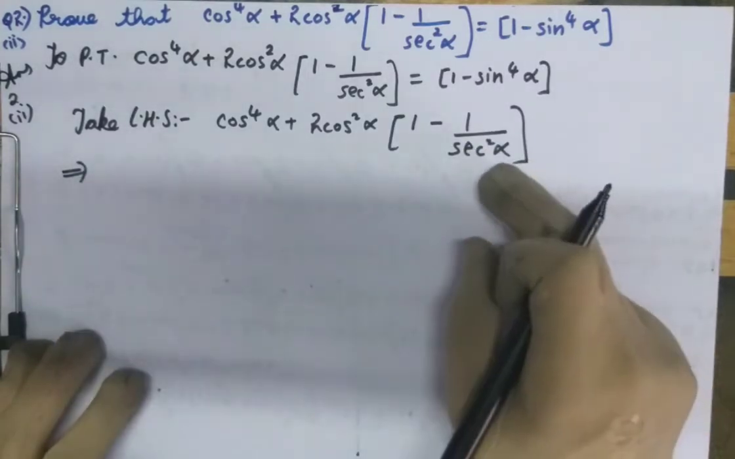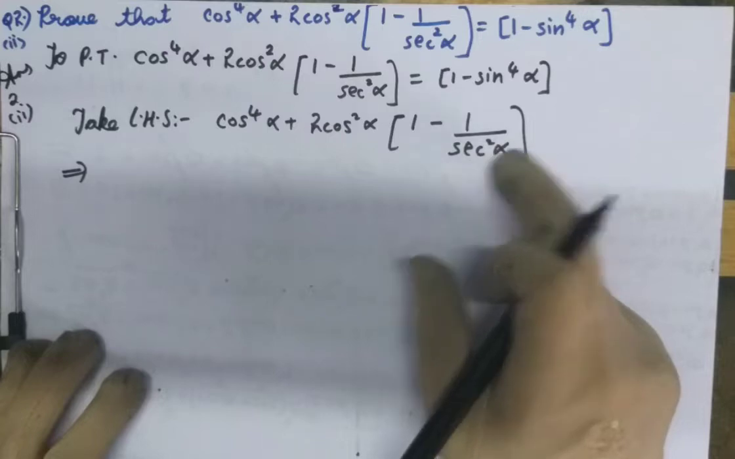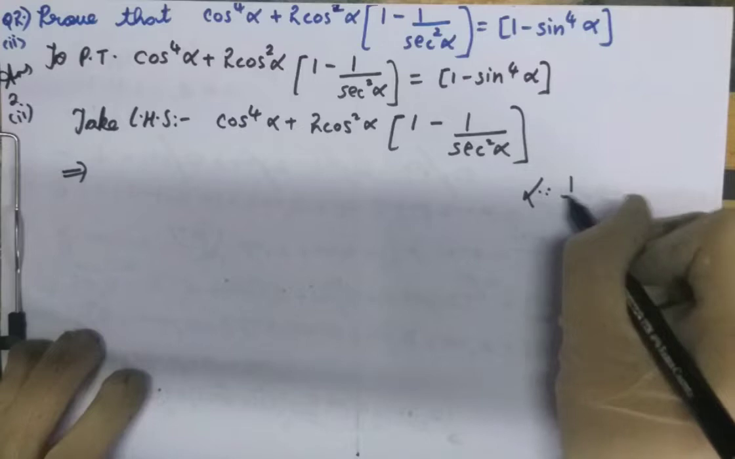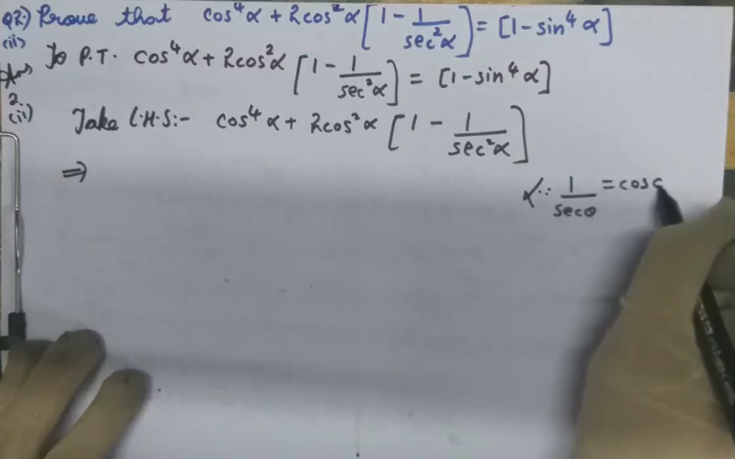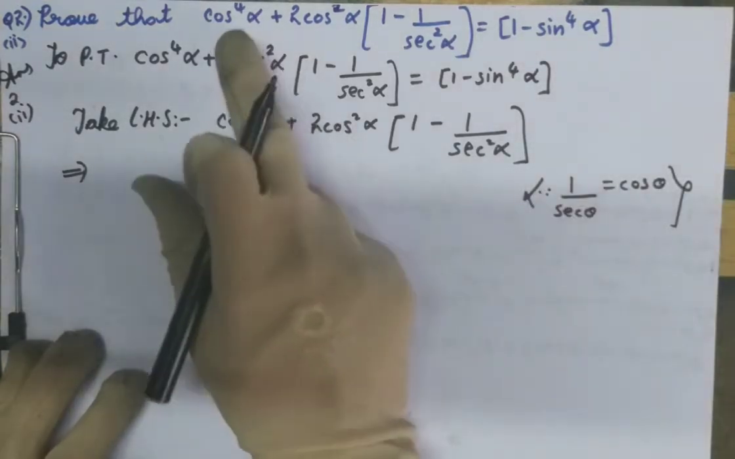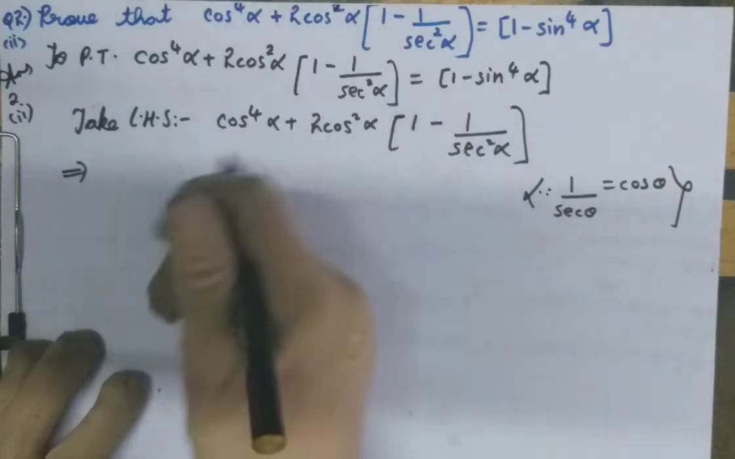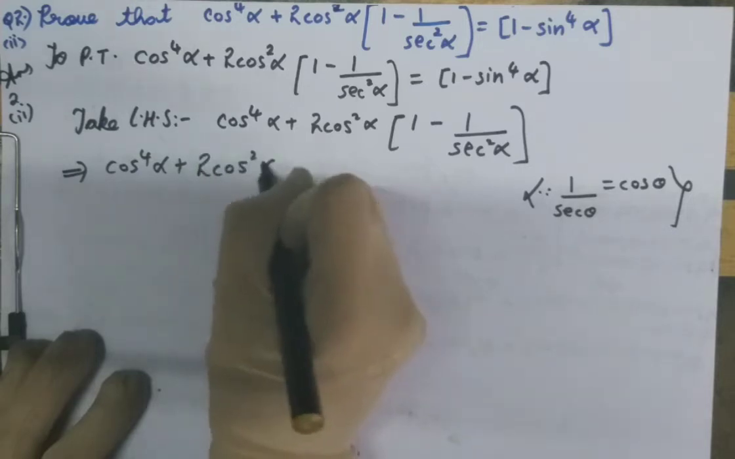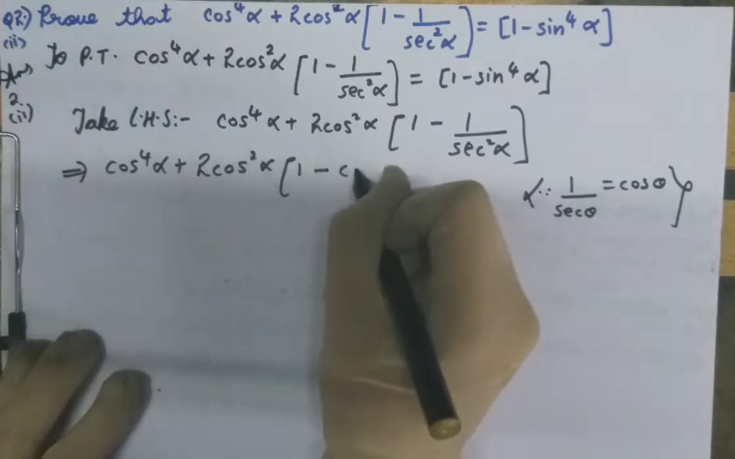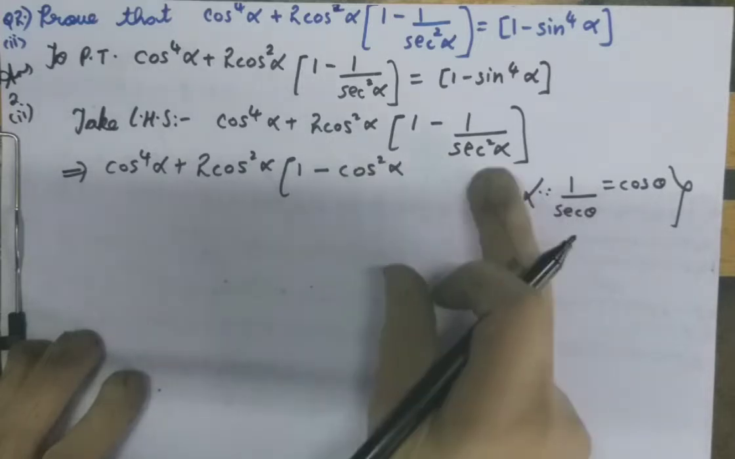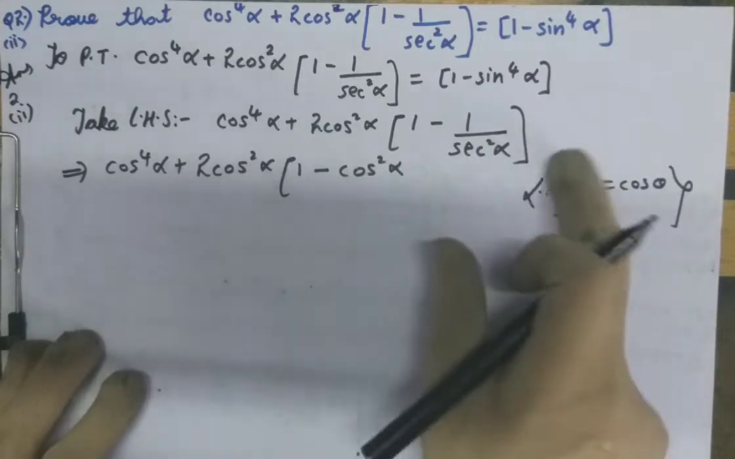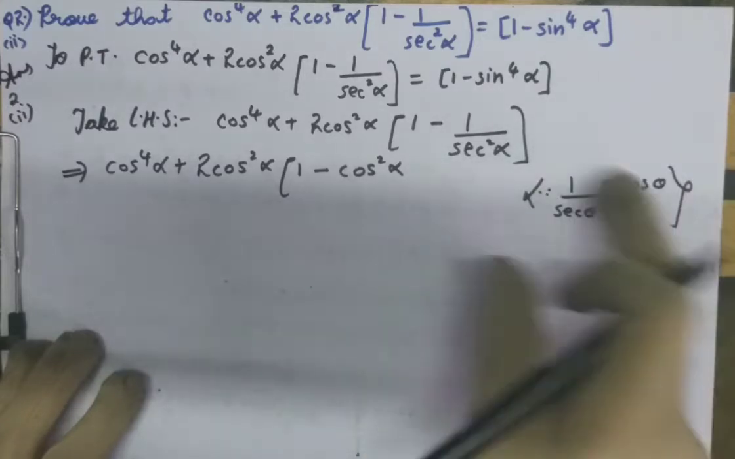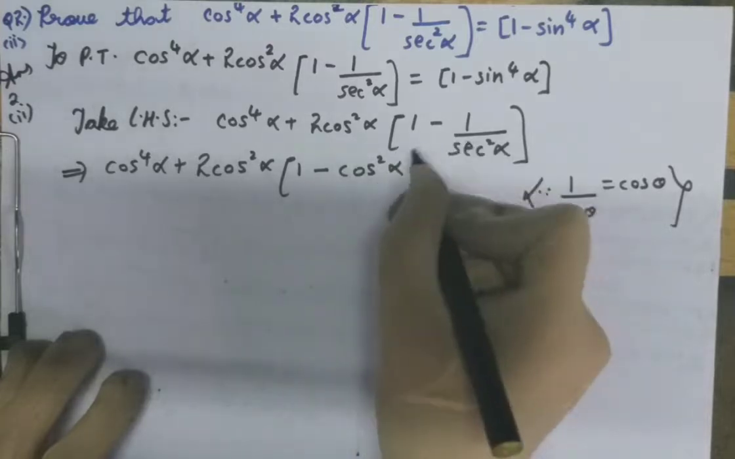So what we can do, I said, we can write this 1 by secant square alpha as cos square alpha. Why? Because we know that 1 by secant theta is cos theta. One more thing, here in place of theta, they have given alpha. The angle here is alpha. So cos power 4 alpha plus 2 cos square alpha into 1 minus cos square alpha. Now we're writing square because here in the denominator also we have square. So 1 by secant theta is cos theta, so 1 by secant square theta will be equal to cos square theta. But here alpha is used, so we have used the angle alpha.